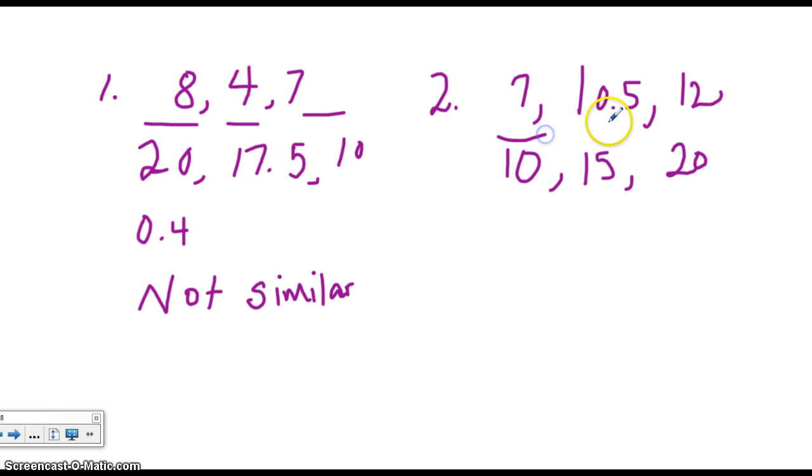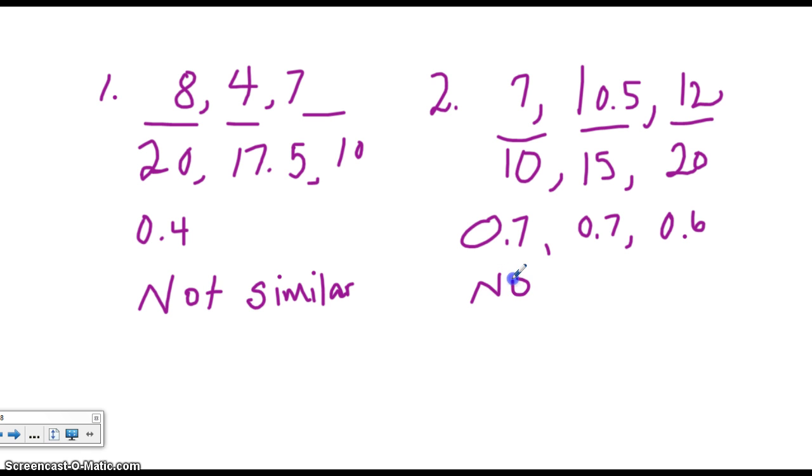So again, turn these into ratios, comparing these sides together. 7 divided by 10 is 7/10, so that's our value there. 10.5 divided by 15 is 7/10, but we always have to check all three of them, so it's looking good so far. 12 divided by 20 is not 7/10, it is 6/10. So again, 2 out of 3 does not make similar triangles. So again, these two triangles are not similar.